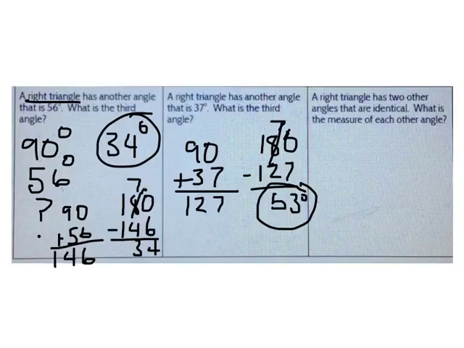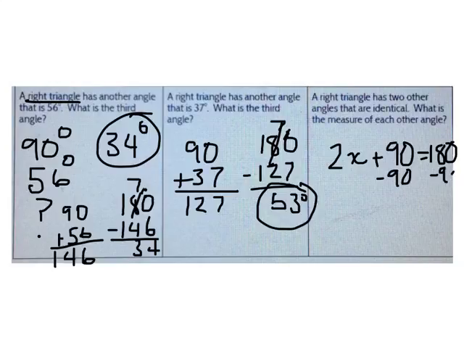Now let's do one last problem together before we start our IXL practice. A right triangle has two other angles that are identical. What is the measure of each other angle? So I know two identical angles, I'll call them 2x, plus 90 is equal to 180. First I would subtract 90 from both sides. And that would give me 2x equals 90.